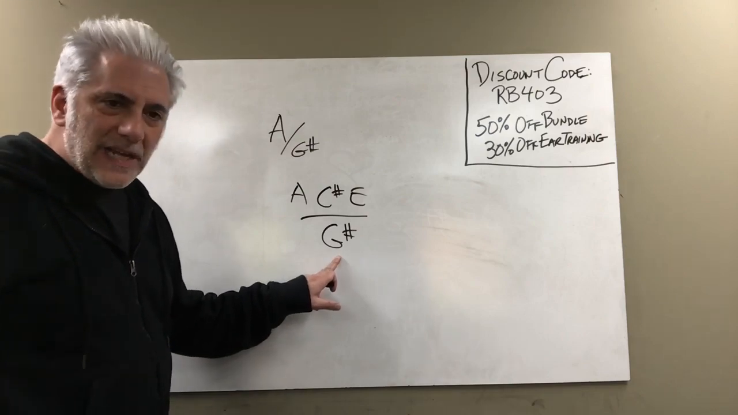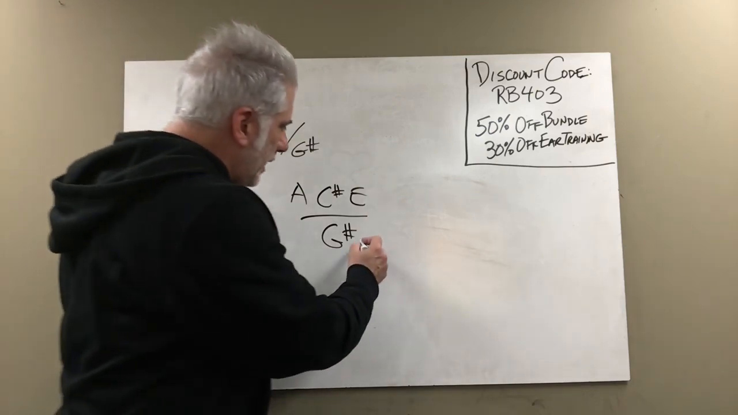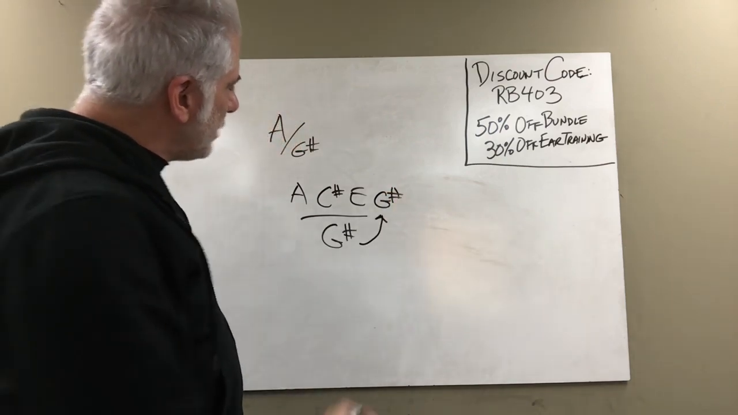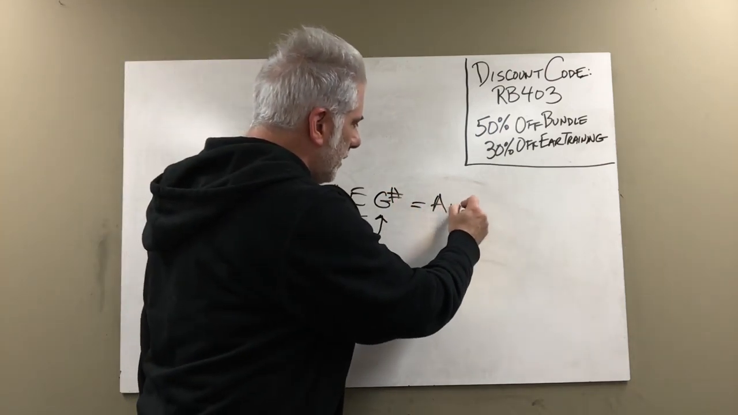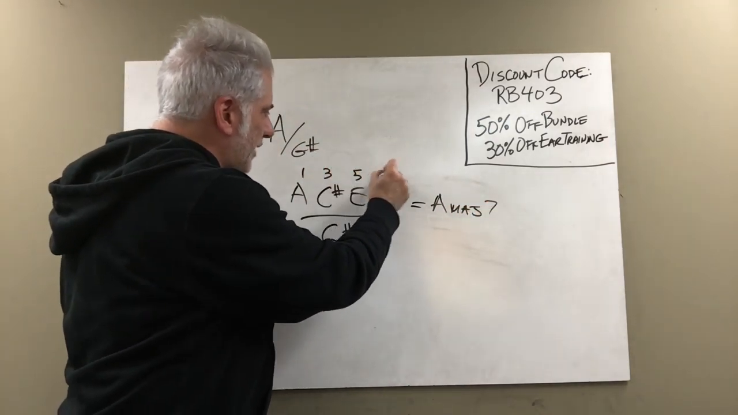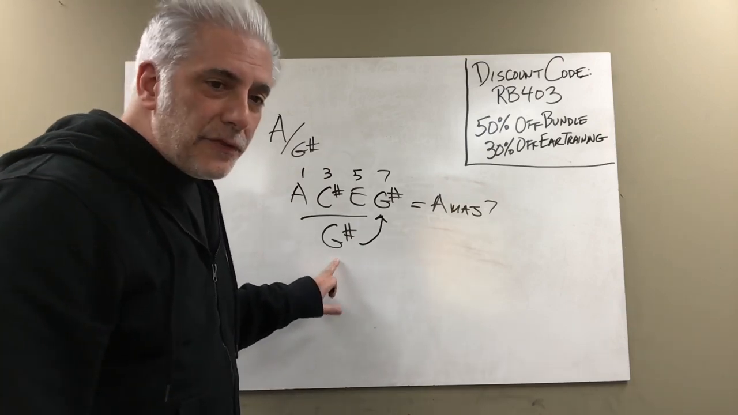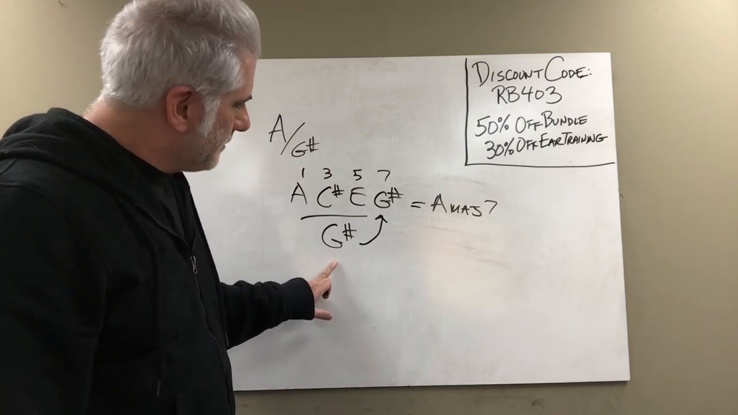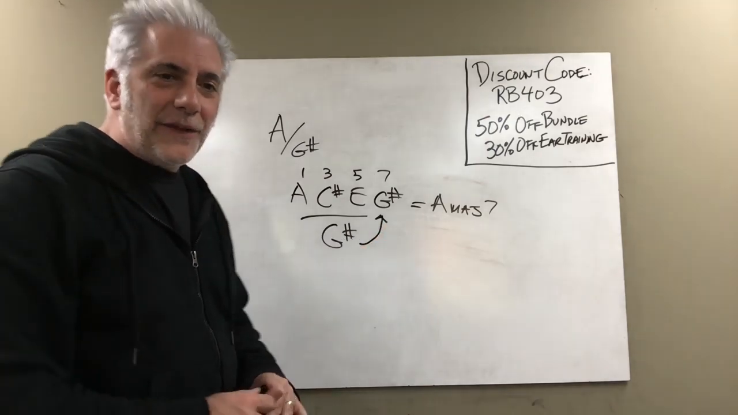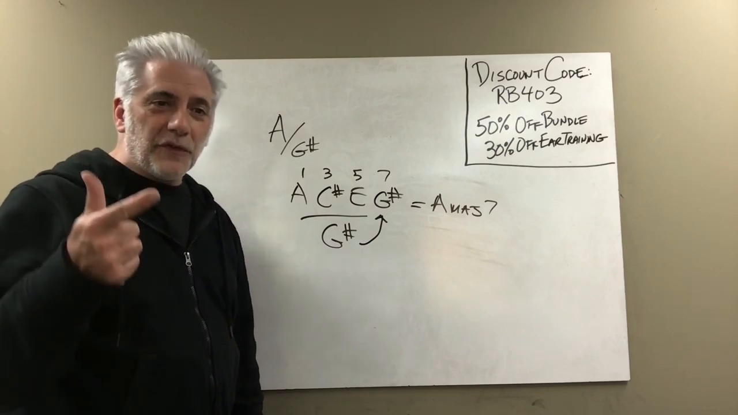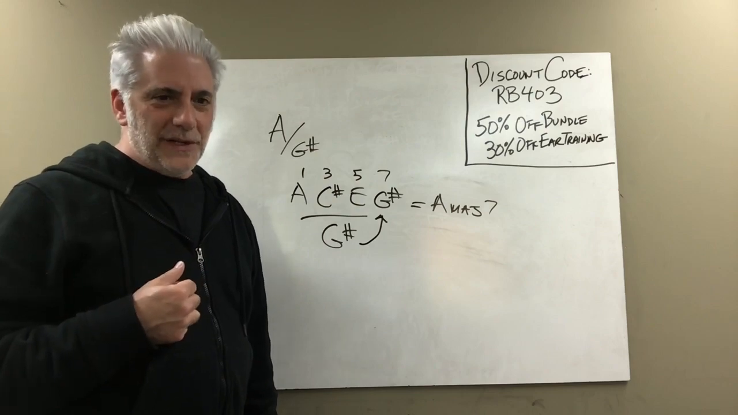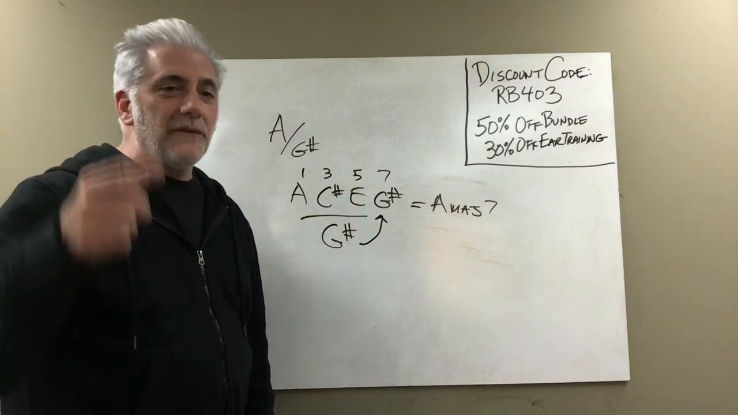Now, if I take this and I put it here, well, you could just say, well, that's just an A major 7 chord. A major 7, right? 1, 3, 5, 7. So this is really a third inversion, meaning you talk about inversions. A 3-note chord has 2 inversions, right? It has root position, first inversion, second inversion. A 4-note chord has 3 inversions. First inversion, second inversion, third inversion.